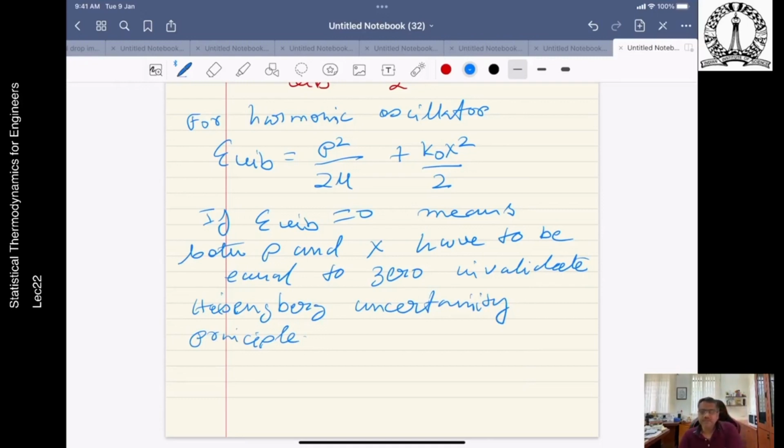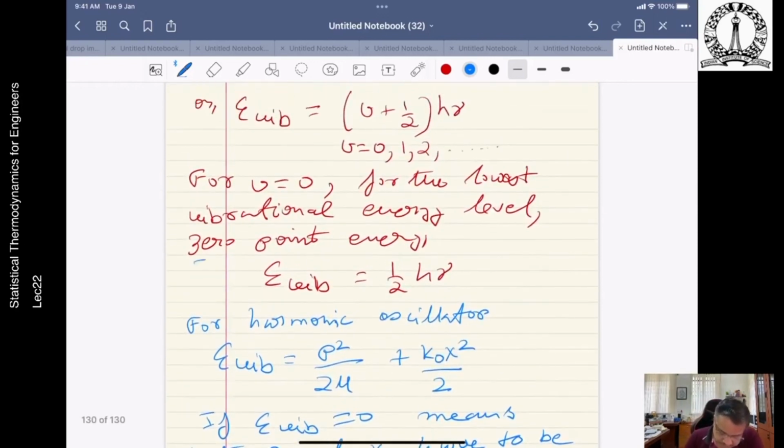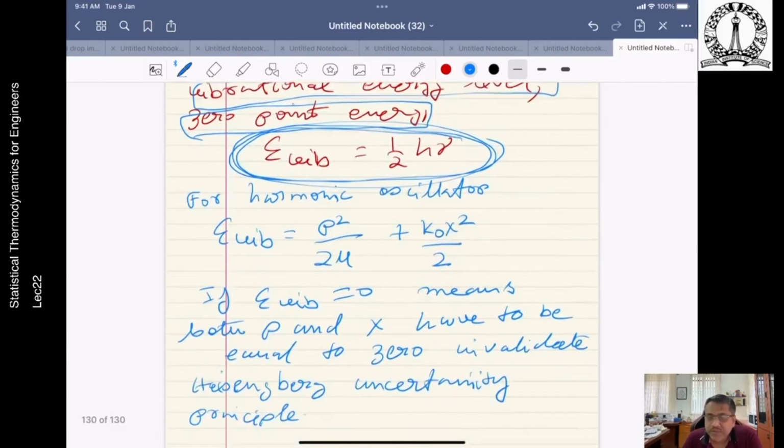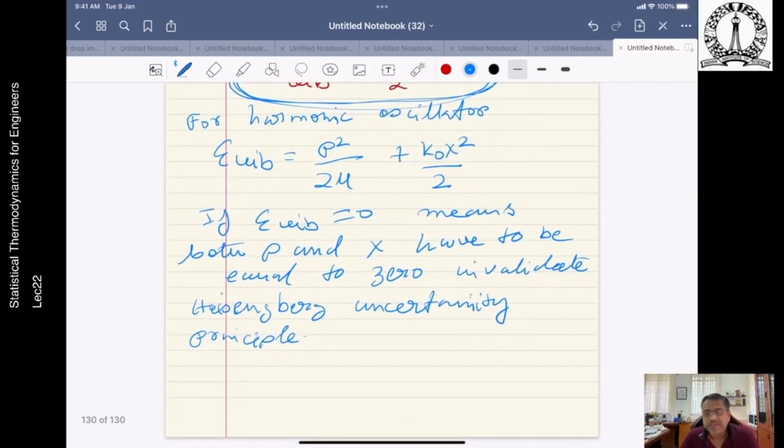Got it? So that's why the vibrational energy cannot be equal to 0. So the zero point energy, if you look at it, the lowest vibrational level is always half h nu. Okay. Got it?